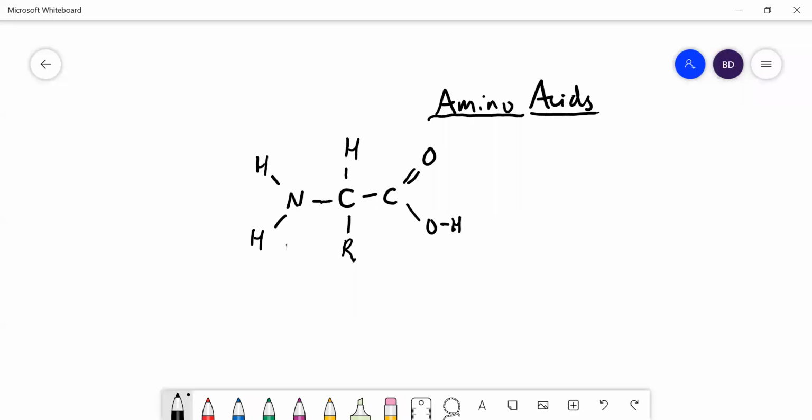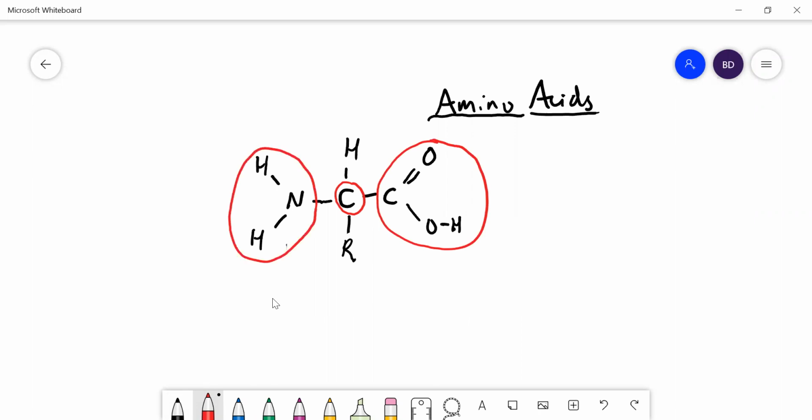Okay, so we're going to talk about amino acids. Naturally occurring amino acids all have this central carbon, sometimes called the alpha carbon, and attached to that we have a carboxylic acid group. That's where the acid bit comes from. We have an amine group. That's where the amino bit comes from. We have our hydrogen atom, always in the 20 different naturally occurring ones, and then we have this variable bit called R.